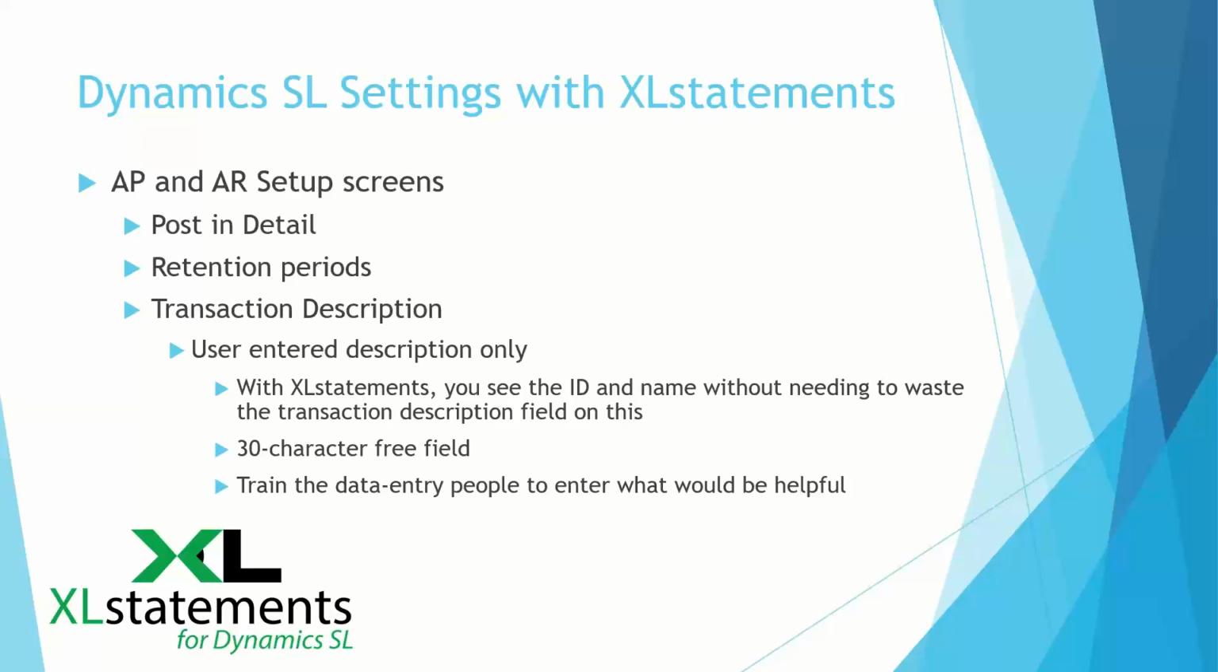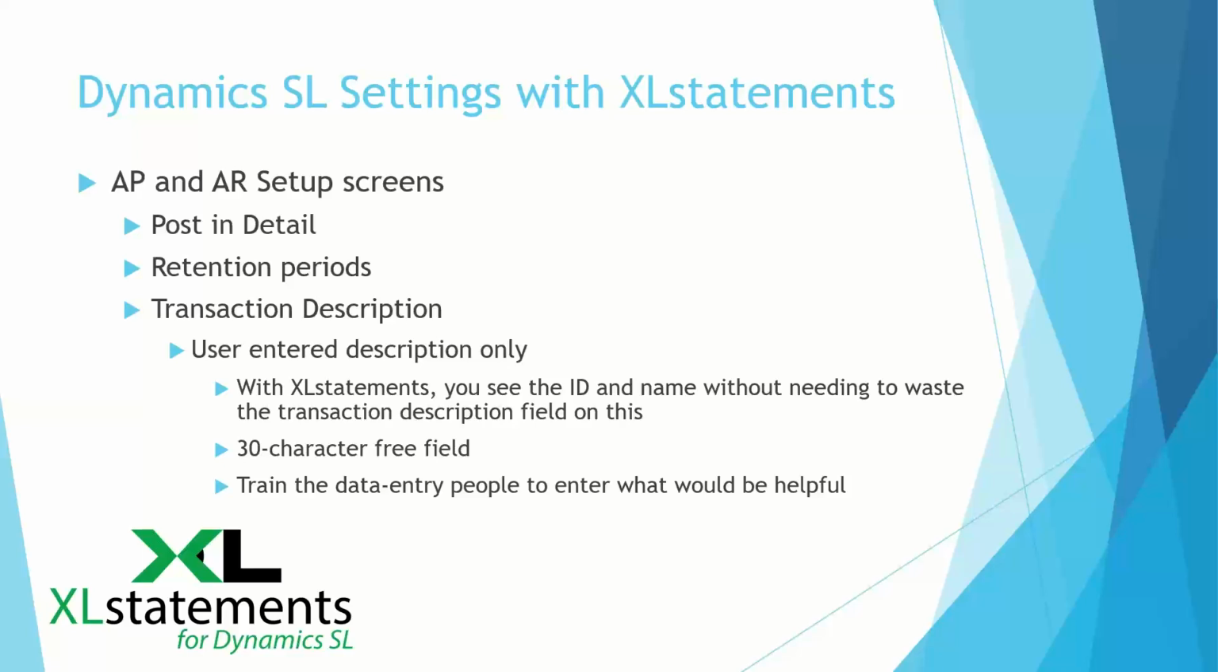There's no reason to waste that transaction description field on your screen on that, because it's already there. It's redundant, and you're taking away something that could be very useful to you. And so we recommend turning that off and choosing user entered description. So that's one of the choices there. And that gives you a 30-character free field to actually have some kind of useful information coming up to your GL, and therefore when you're drilling down in Excel statements for that particular transaction.